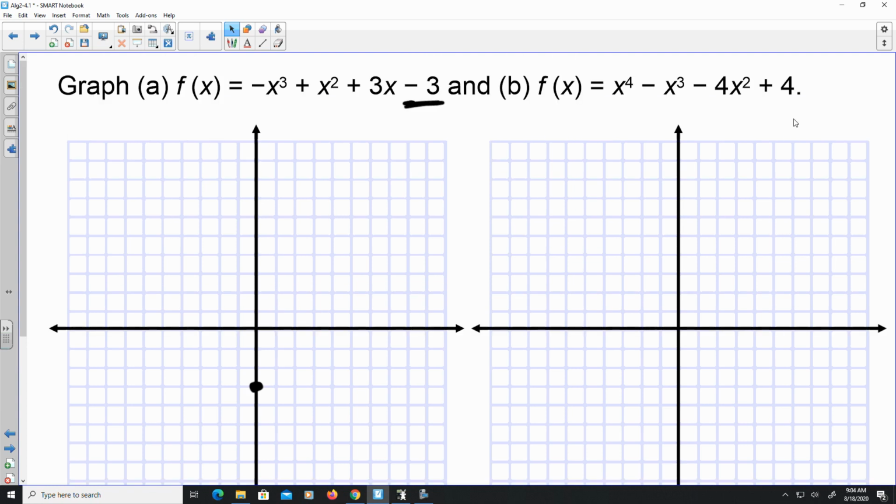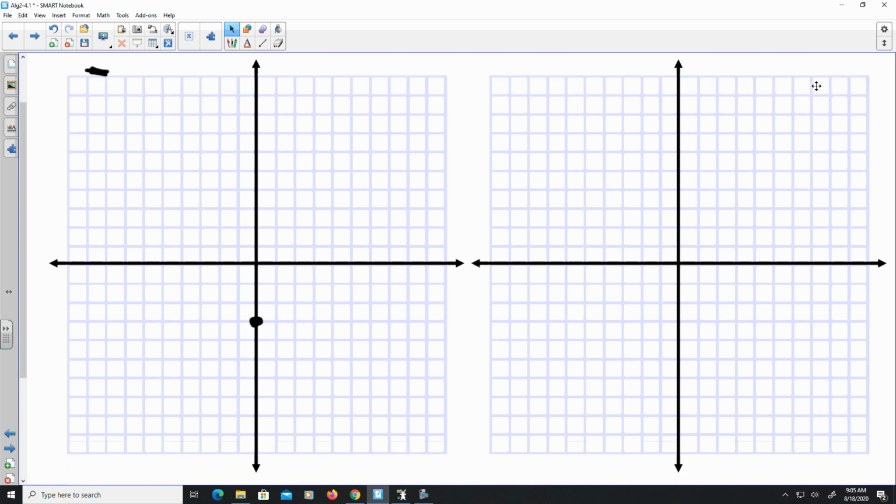Now what I want to do is I'm going to take into account the end behavior. So my lead degree is odd. My lead coefficient is negative. That means if I go back to my notes, it's going to start up here because when x is negative infinity, f of x is positive infinity, and it's going to end somewhere down here.